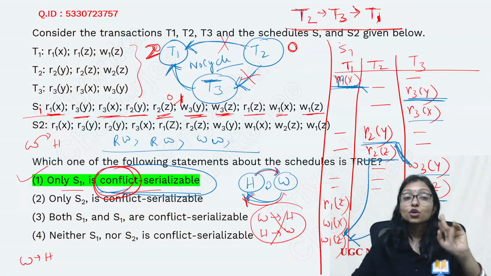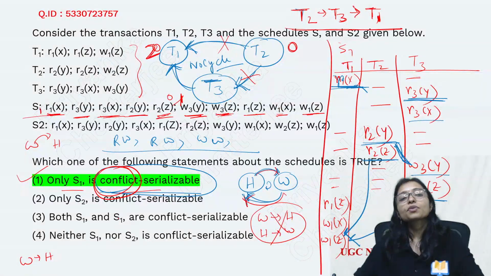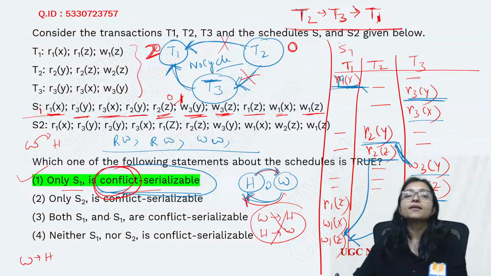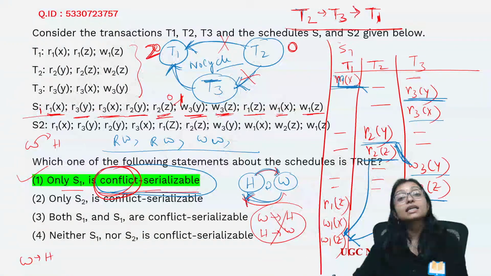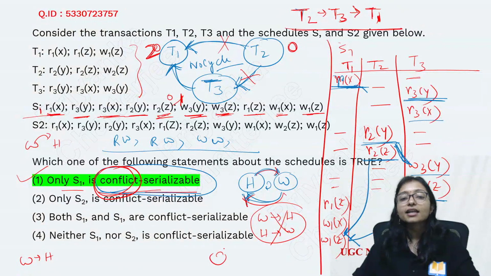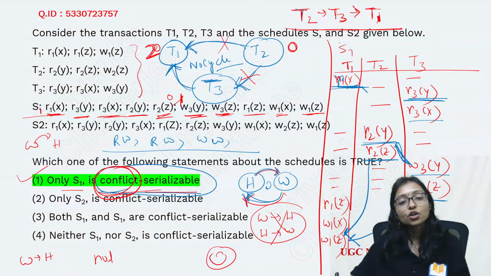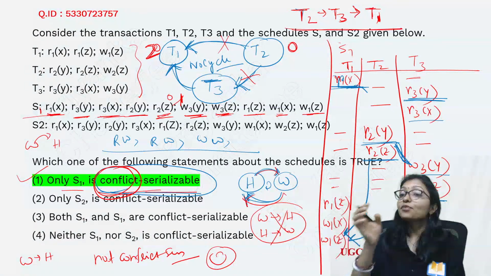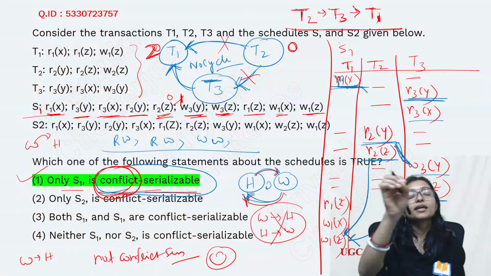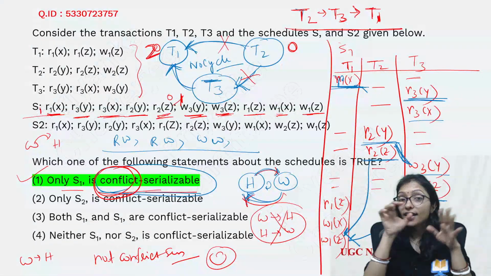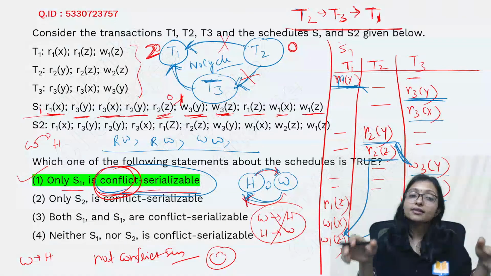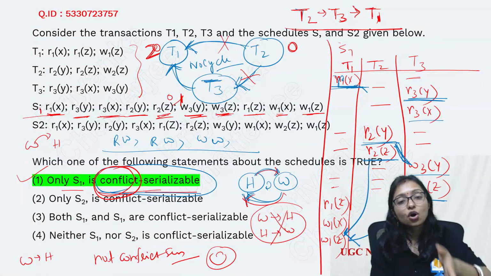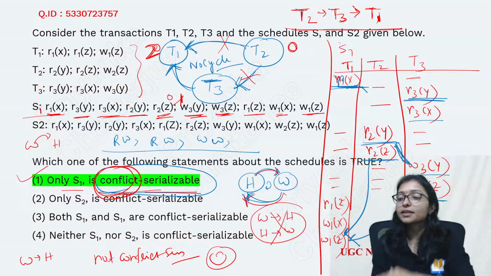नो साइकिल. No cycle means conflict is there, but you are able to make it serial. That's why it is conflict serializable. But whenever cycle is there, you will be not able to make them serial. That's why then they are not conflict serializable. Conflict is there, but you are not able to make them serial. That's why it is called not conflict serializable.